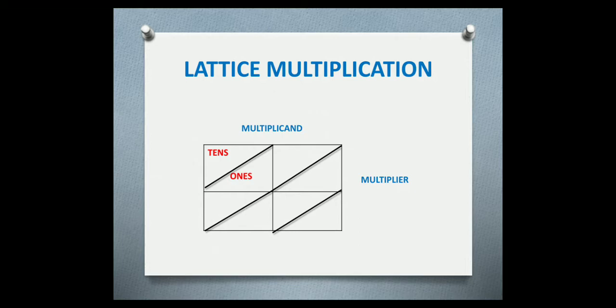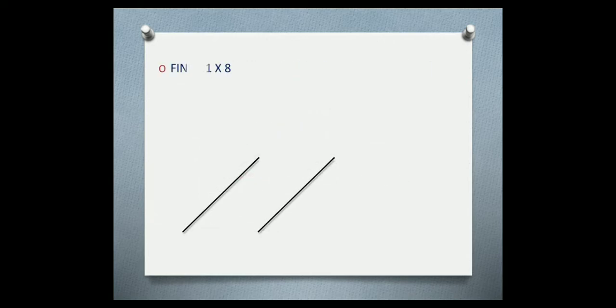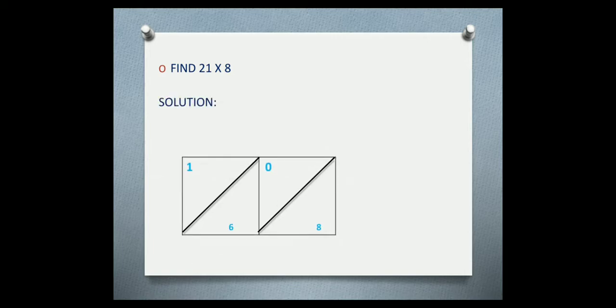Let's get into an example so that we can understand in detail how to use this method. Here you can see an example, 21 into 8. 21 into 8 represents a 2-digit by a single digit. So how many grids should I draw? Yes, I should draw 2 grids. You can see it over the screen. Then I have drawn the diagonal for each grid. I'll be writing the multiplicand, that is 21, at the top, and the multiplier 8 at the right side.